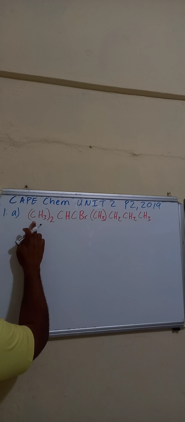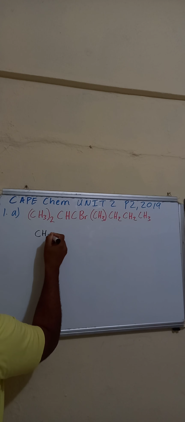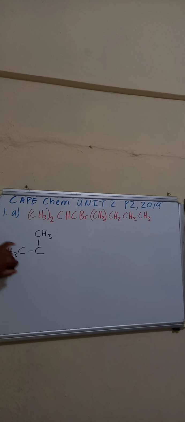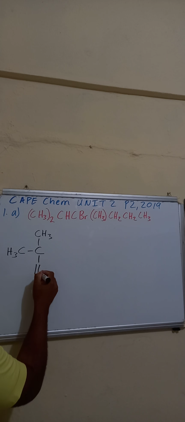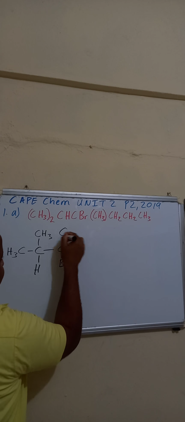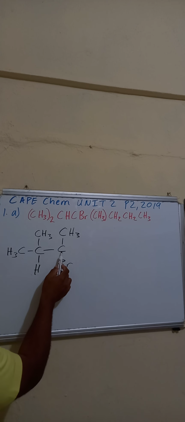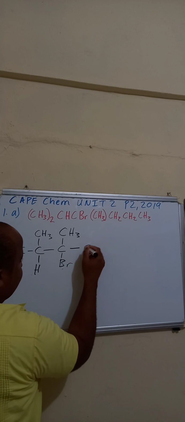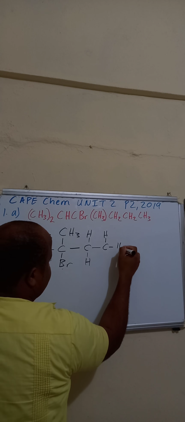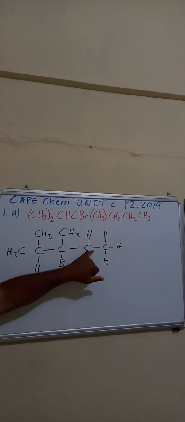Okay, so we have two methyl groups attached to a carbon with a hydrogen, then a carbon, bromine, methyl group, CH2, CH3. So that's our compound.